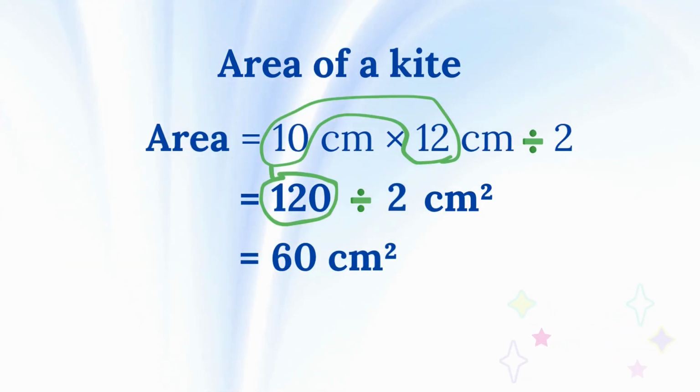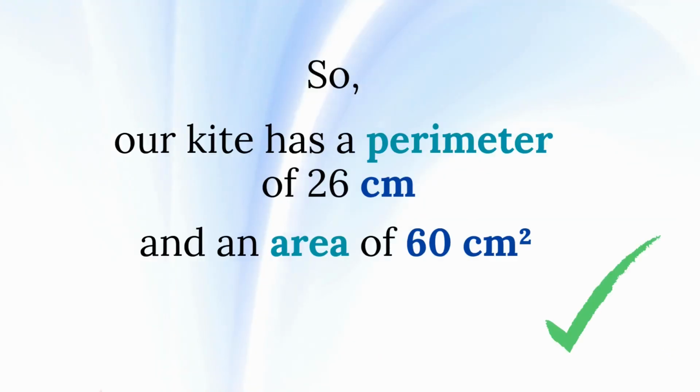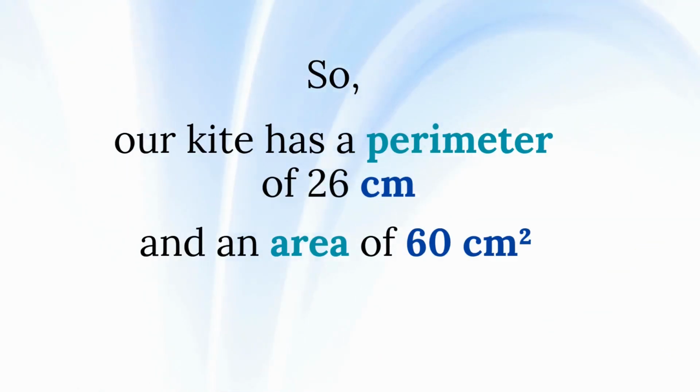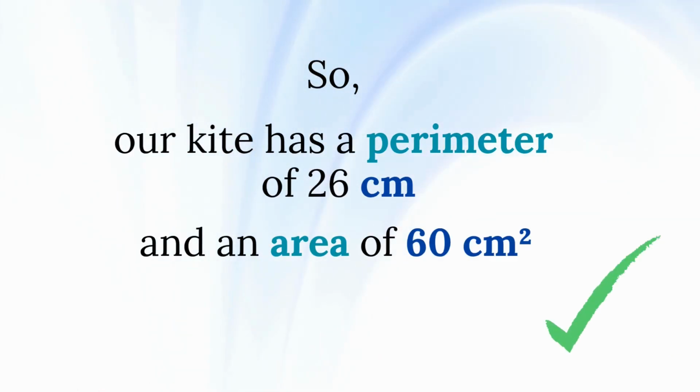Now, let's find the area. The area of a kite is found just like a rhombus. Multiply the 2 diagonals and divide by 2. 12 times 10 equals 120. 120 divided by 2 equals 60. So, the area is 60 square centimeters. That means our kite has a perimeter of 26 centimeters and an area of 60 square centimeters.